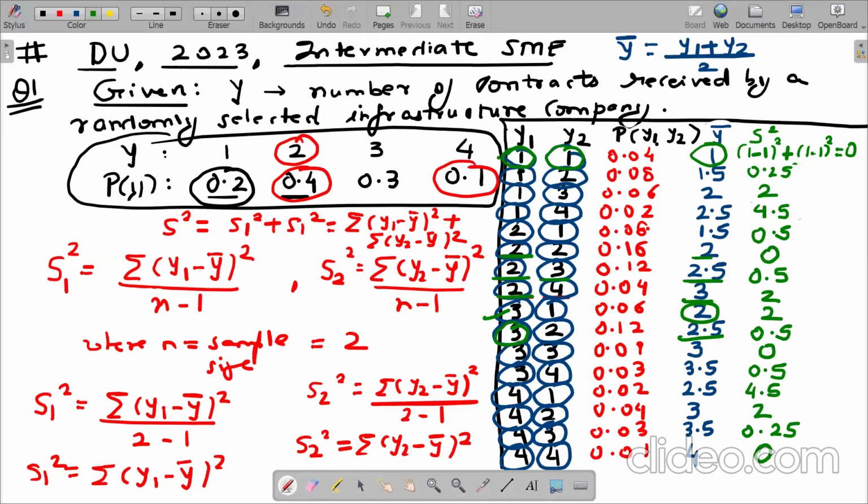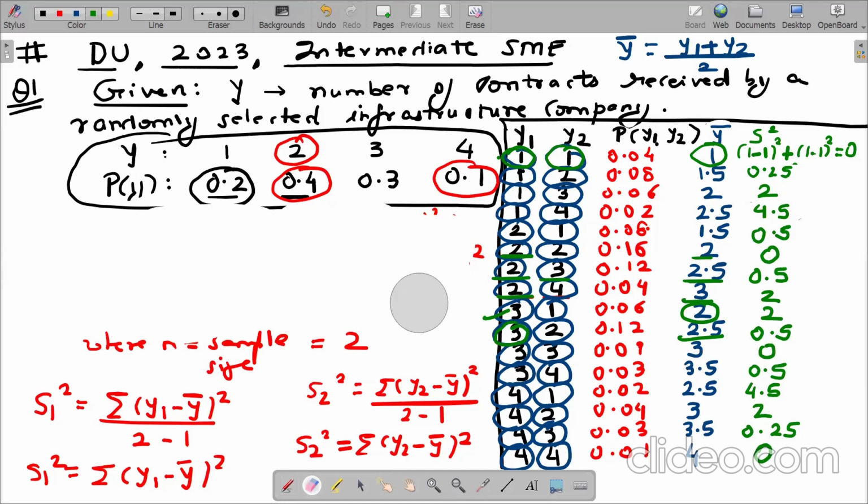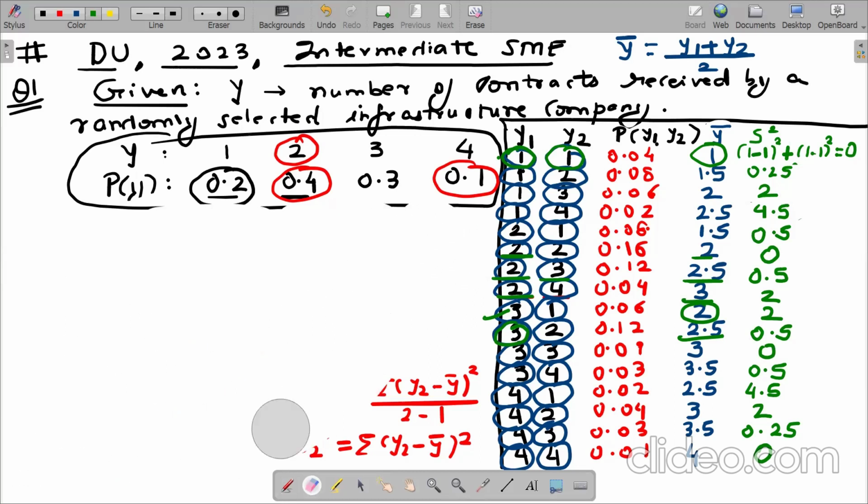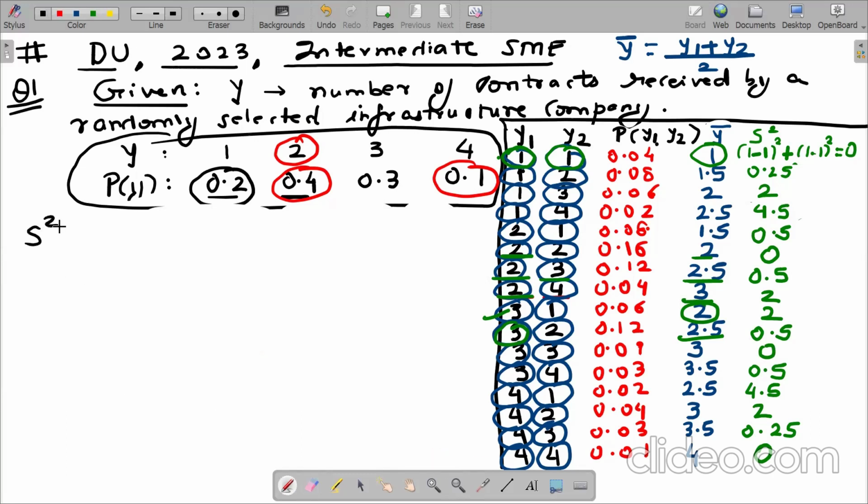So now I can make the probability distribution of S squared. So if I erase this whole part off, let's now look at the probability distribution of S squared. So what are the values S squared is taking? It takes the value 0, as you can see. And let's also look at the probabilities of S squared. So in total, there are how many observations? 1, 2, 3, 4, 5, 6, 7, 8, 9, 10, 11, 12, 13, 14, 15, 16.